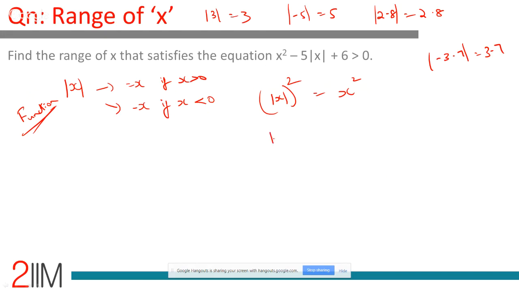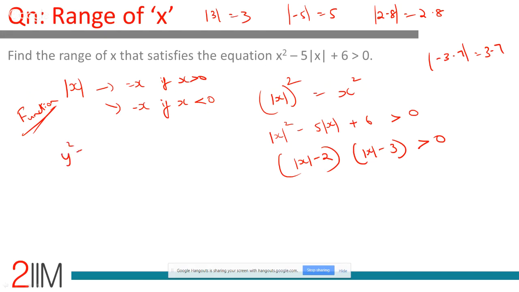This equation, mod x square minus 5 mod x plus 6 greater than 0, is an inequality in quadratics, in mod x. It's a quadratic in mod x. Or this is mod x minus 2, mod x minus 3 greater than 0.